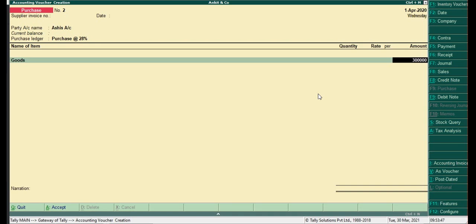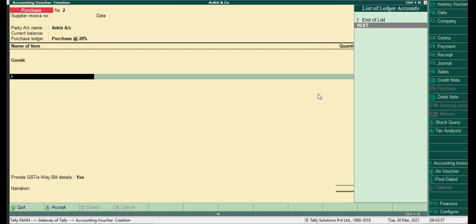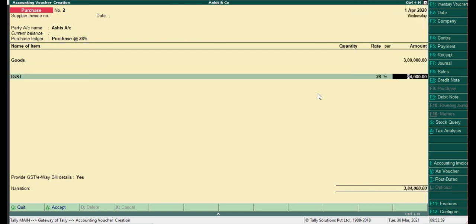So already I have 8 lakhs, I purchased 4 lakhs, I sold 4 lakhs. Now I am purchasing 3 lakhs. Enter. Here you have to go with only IGST. Clear? Okay. So this is the way to create an interstate purchase.